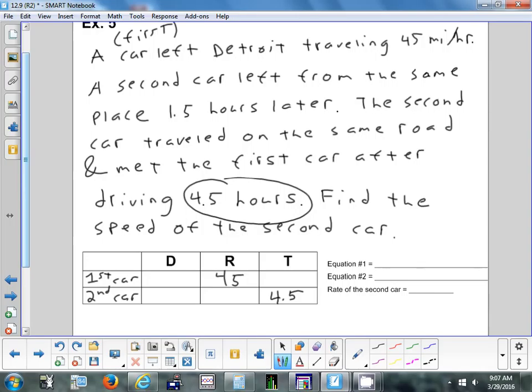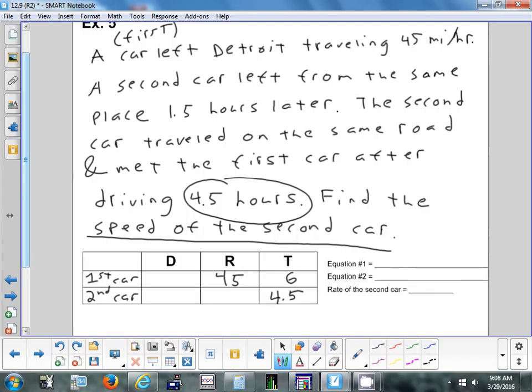Okay. Now, the second car drove 4.5 hours. The first car was on the road an hour and a half before that. So how long had the first car been driving? 6 hours. That's the tricky one in this one. Okay? So if your friend was on the road for 4.5 hours, and you left an hour and a half before them and then caught up to them, you must have been on the road for 6 hours. All right? Find the speed of the second car.